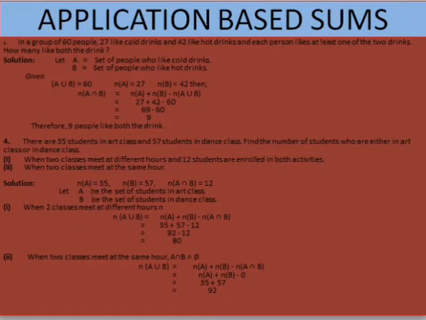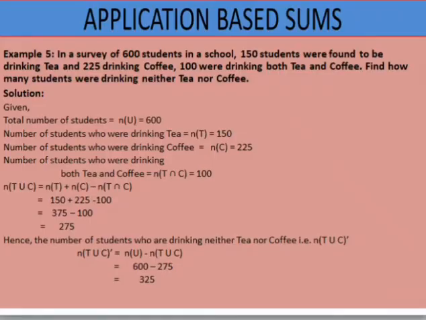Okay students, these questions involved only two sets. Now we come on to solve the questions related with three sets or more than two sets. Let's see. In a survey of 600 students in a school, 150 students were found to be drinking tea and 225 drink coffee. Means n(T) is 150, and the number of students who take coffee, n(C), is 225. Both means its intersection, that is 100.